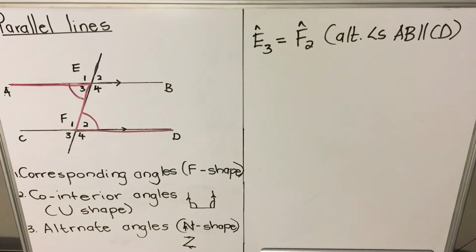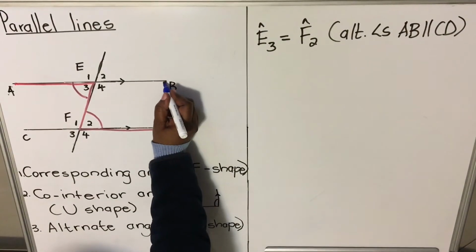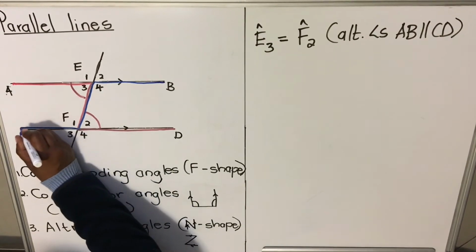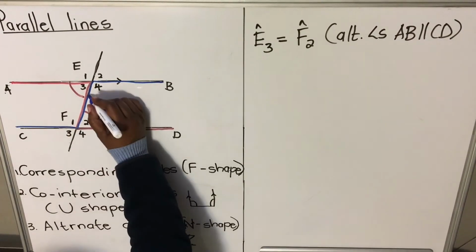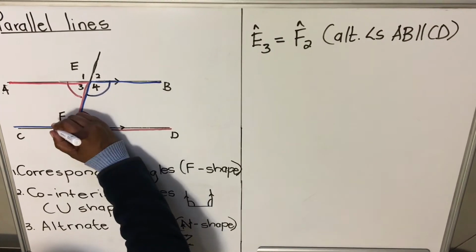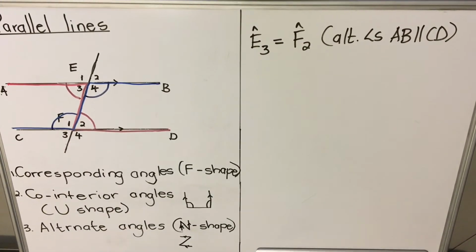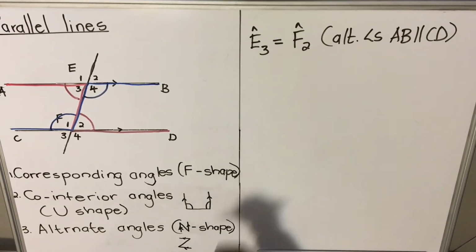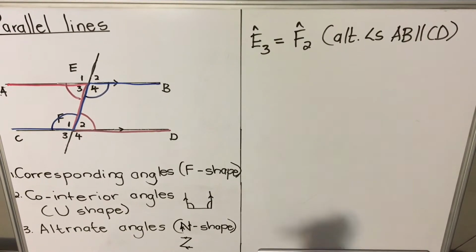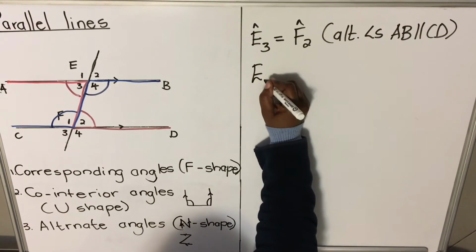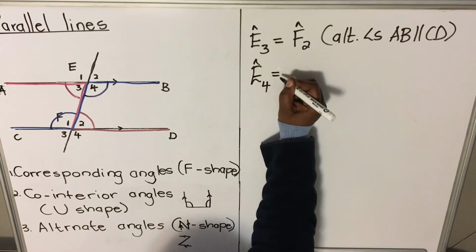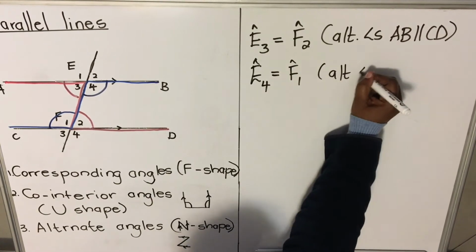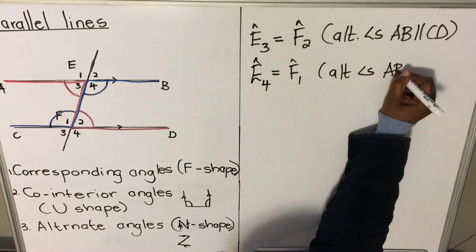Let's look at another set. Now do you see? Go like that, go like that, go like that. My alternate angles now, that one and that one. So it's E4 is equal to F1. Your reason, alternate angles, we add parallel lines.